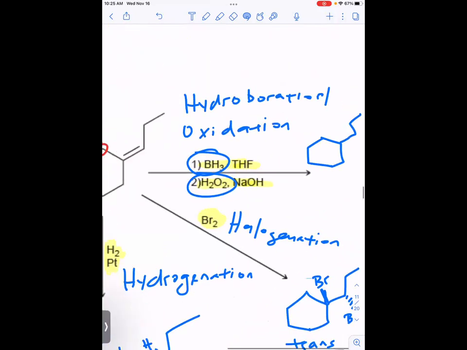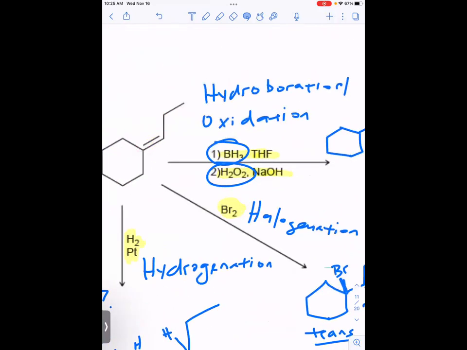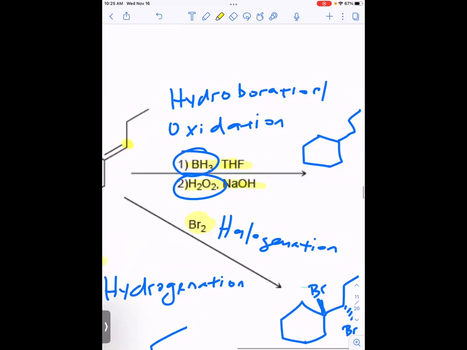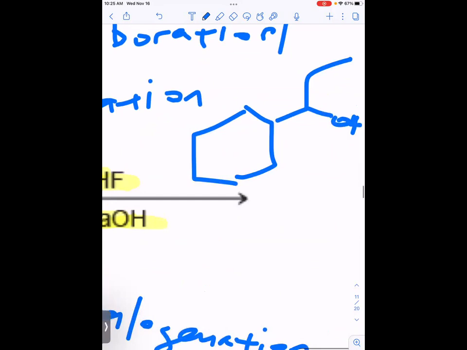Anybody? Which carbon is least substituted? We just did that. The one on the right. This one. Right? So the OH is going to be there. I need to move that. I'll just erase it and redraw it. The OH is going to be on that carbon. Right there. And the H is going to be on the carbon next to it.